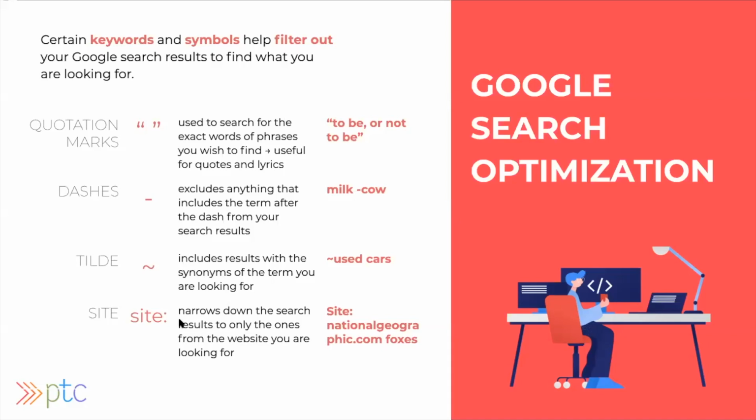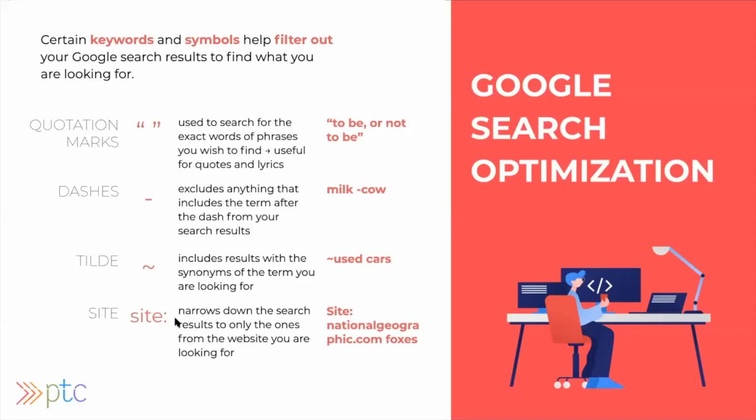That is helpful if you are searching a term that has more than one meaning. Use the tilde if you want the search to include results with synonyms of the term that you are looking for. You don't need to list out the keywords. Just enter the tilde symbol before the word to include a similar term.